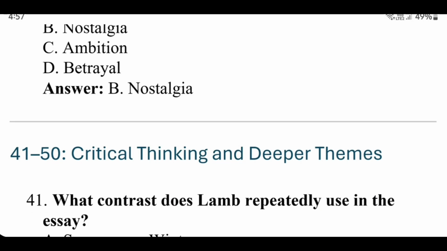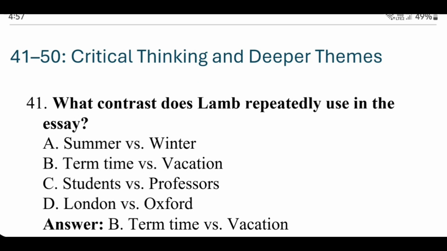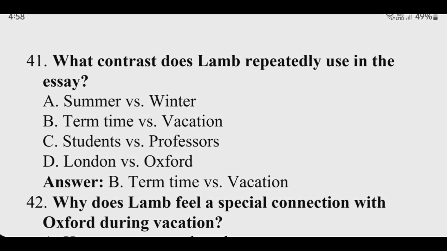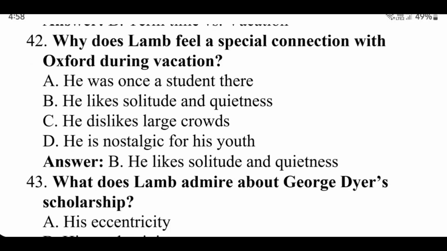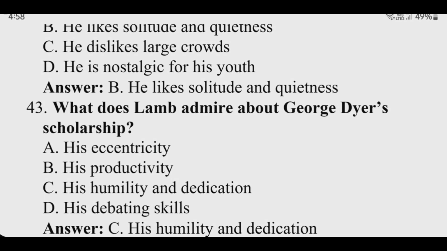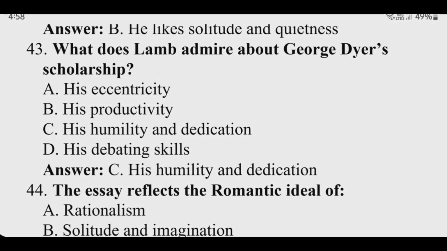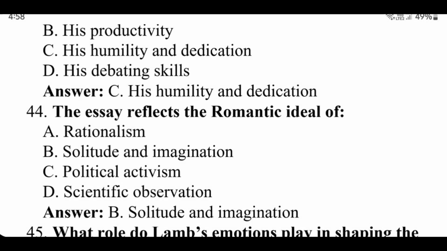What contrast does Lamb repeatedly use in his essay? The term time versus vacation. Why does Lamb feel a special connection with Oxford during vacation? Because he likes solitude and quietness. What does Lamb admire about George Dyer's scholarship? About his humility and dedication. The essay reflects the romantic ideal of solitude and imagination.